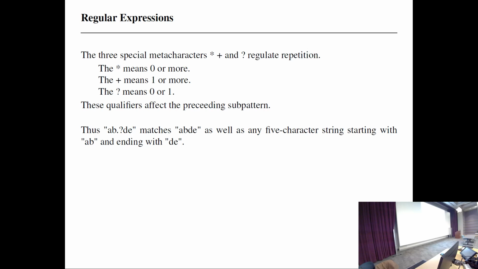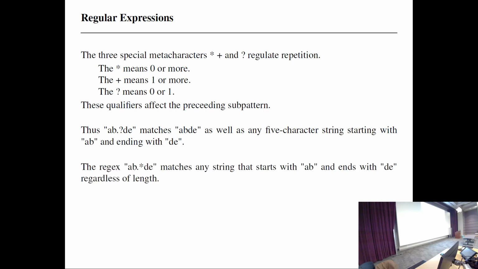Same thing for the plus, where you interpret that metacharacter 1 or more times. So for example, AB.+DE will match any 5, 6, 7, 8, 9, 10, up to however many characters you want, string that begins with AB and ends with DE. Because it says you can have 1 or more things in between them. In fact, there it is. So any string that starts with AB and DE, regardless of length, provided that there is at least 1 character.